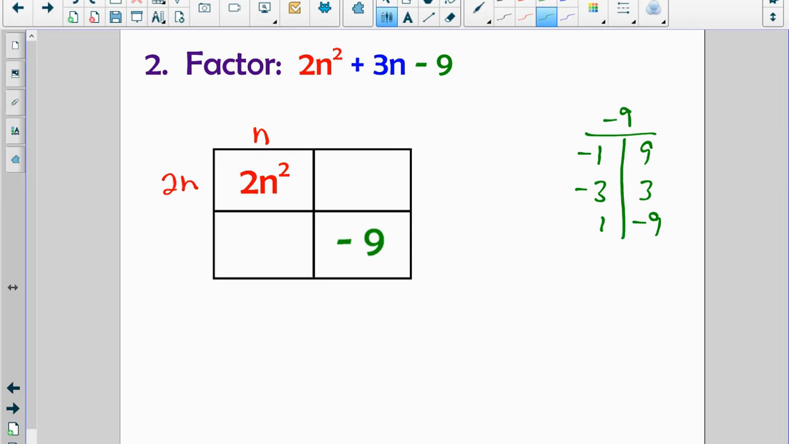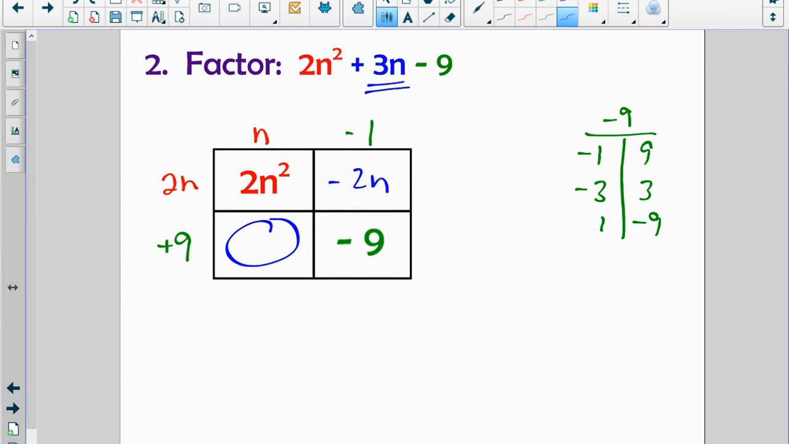So it looks like we've got three different combinations to check, and it could be where we have to flip the numbers too. So let's just start with negative 1 and positive 9, like that. And let's check to see if it works out. Again, I'm looking for how do these two boxes add up to positive 3n. So my first box on the top right, I'm going to take 2n times negative 1. That gives me negative 2n.